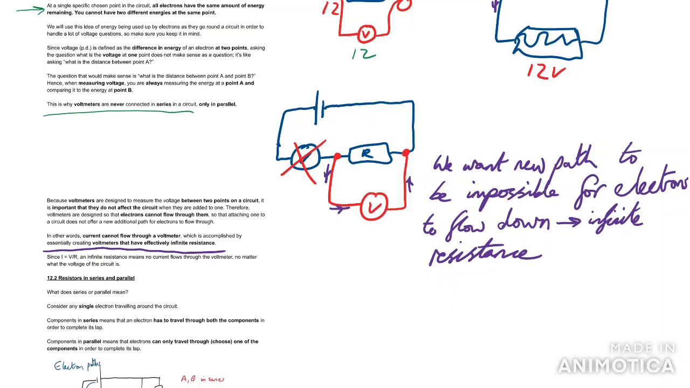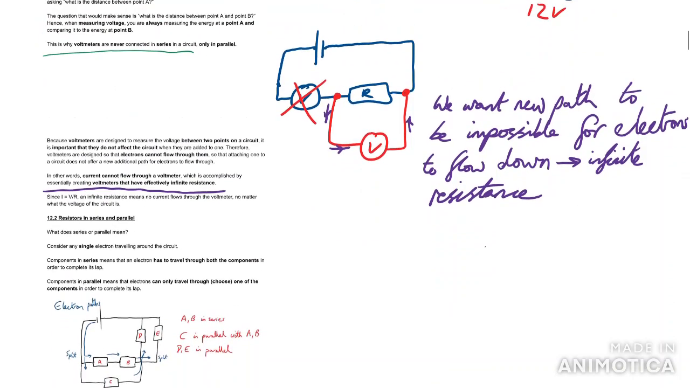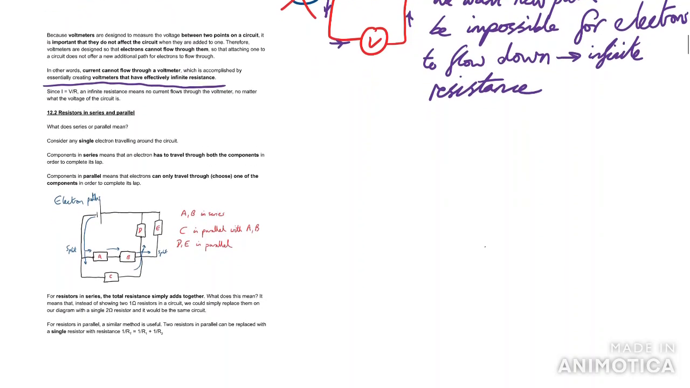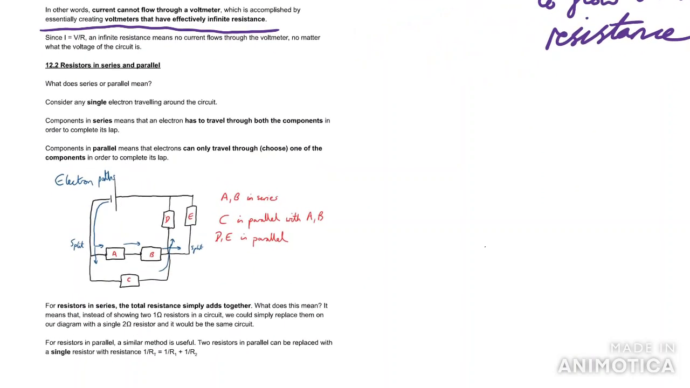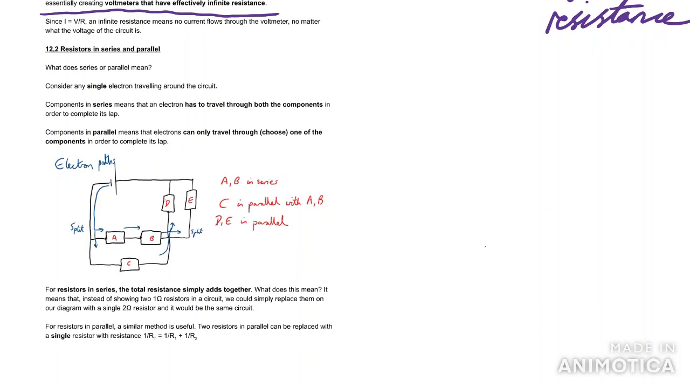So hopefully that makes sense, and you can see we're already starting to address common questions that you might get, and obviously things will ramp up as we go through. So I've been sort of flippantly talking about in series and in parallel. Most people have a vague idea of what this means, but I just want to discuss it a little bit here, just to make sure you're very clear on what series or parallel means. Now, what we're going to be doing in this chapter is considering electrons traveling around circuits, following their paths. And that makes considering the idea of series or parallel very simple, because in series simply means that an electron has to travel through both components in order to complete its lap. Whereas in parallel means that the electron has to choose one of the components in order to complete its lap.